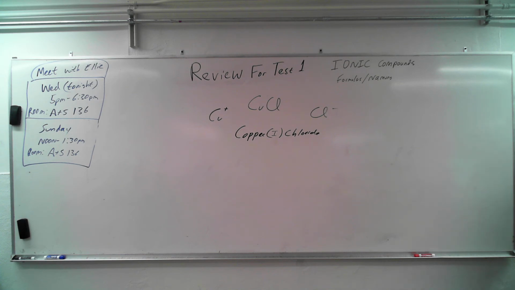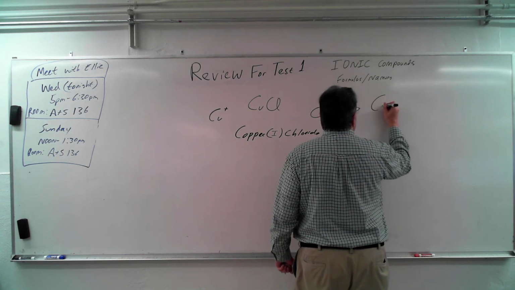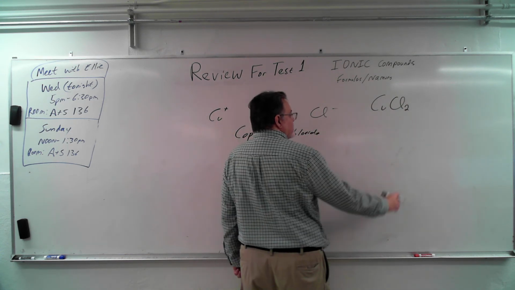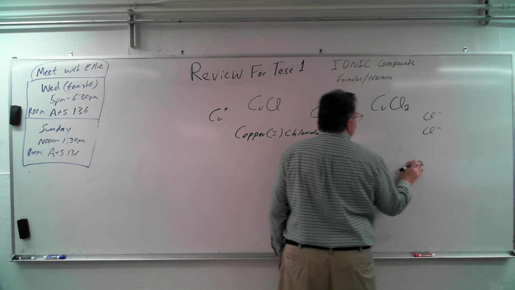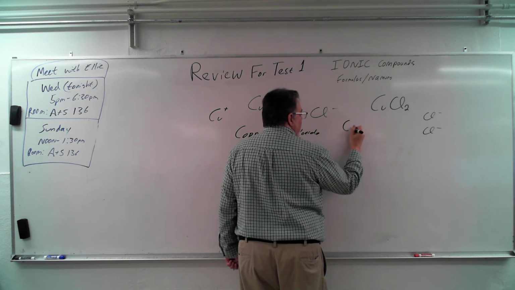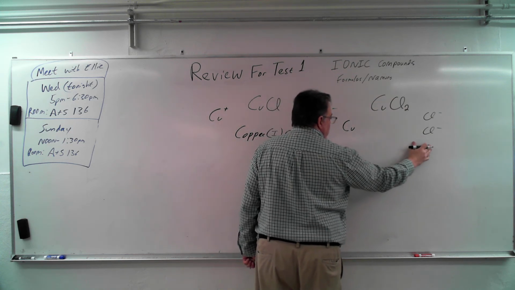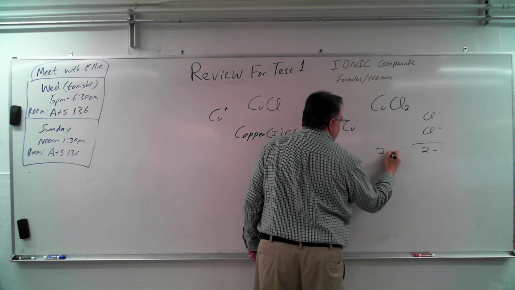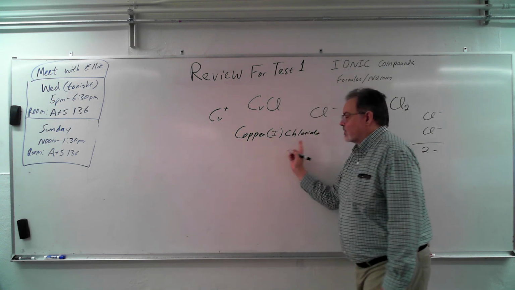There's such a thing as copper 2 chloride as well. If it were copper 2 chloride, it would be like that. And then you would go, there's 2 negative charges. There's a Cl and a Cl, and there's only 1 copper there. The charges add up to 2 minus, so the copper has to be 2 plus. And then that would be copper 2 chloride.